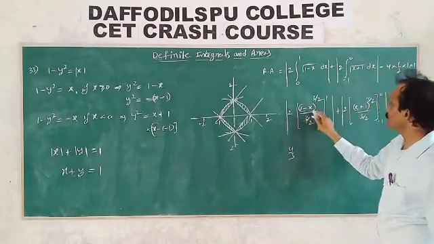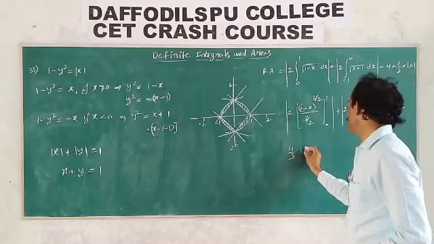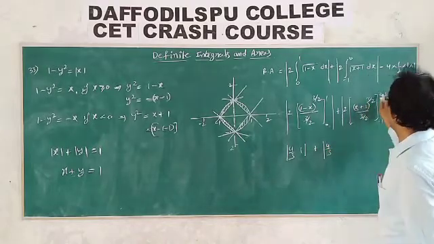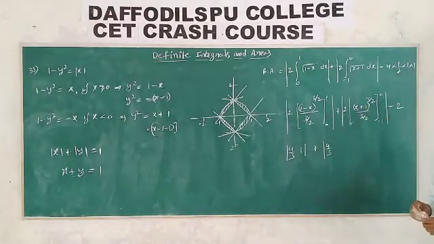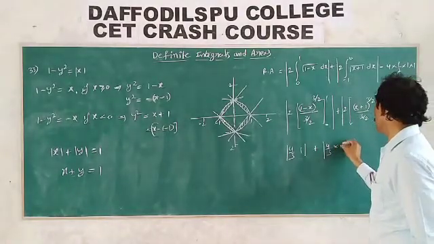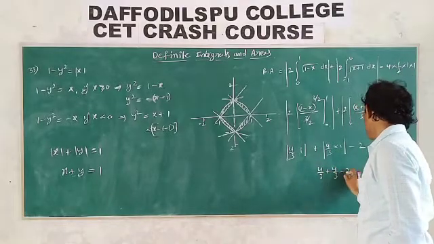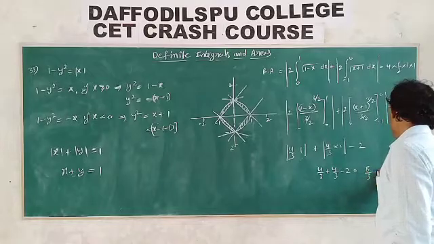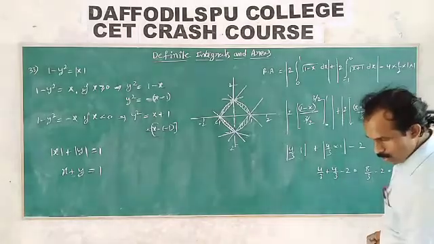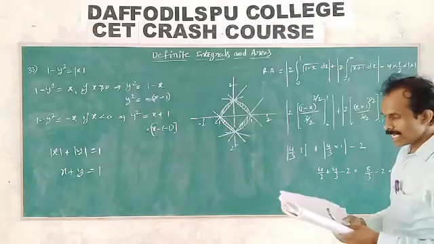This value: put upper limit 1 minus 1 is 0, lower limit 1 minus 0 is 1, 1 power 3 by 2 is 1. This is also 4 by 3. Put upper limit 0 plus 1, 1 power 3 by 2, so 1, lower limit 0. So 4 by 3 plus 4 by 3 minus 2, 8 by 3 minus 2, so total 6 minus 8, 2 by 3. So which is the correct answer? Then the value is equal to, the second option is the correct answer.